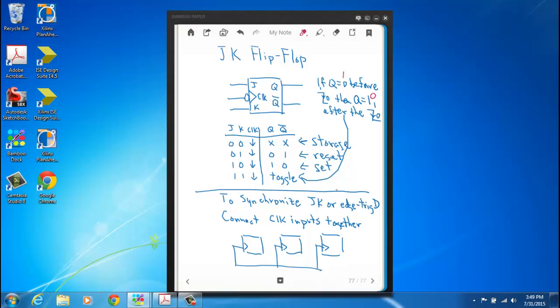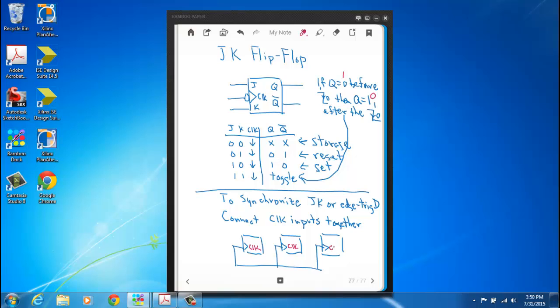But before we go to that timing diagram, I just want to talk about what's meant by synchronization and why JKs and also edge-triggered Ds are easy to synchronize. Okay, much easier than trying to synchronize an RS flip-flop. And the reason they're so easy to synchronize is that to synchronize either a JK or an edge-triggered D, you just connect the clock inputs together. So these are all the clock inputs, and I left it vague here because it could either be a JK or an edge-triggered D.